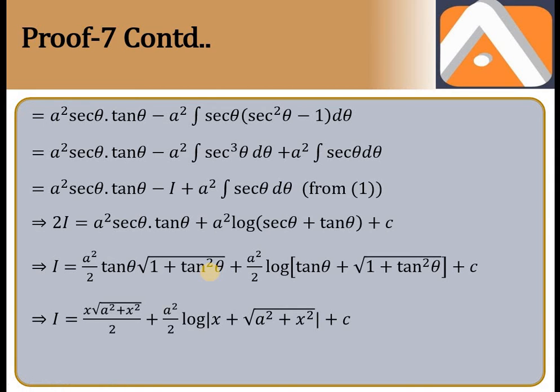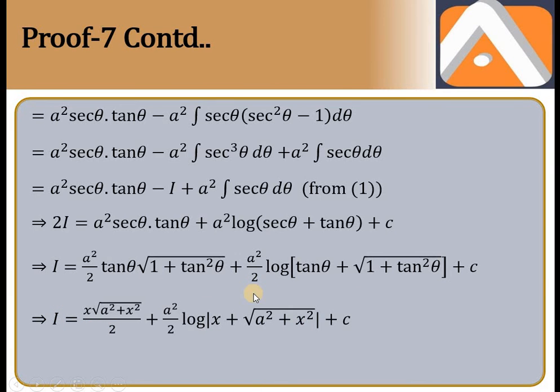X by a we have taken, so that value you replace and simplify. You will get I value as x into under root of a square plus x square by 2 plus a square by 2 into logarithm of this. So here some more constant minus log a you will get, that is included in constant. Okay, so you need to remember this formula.